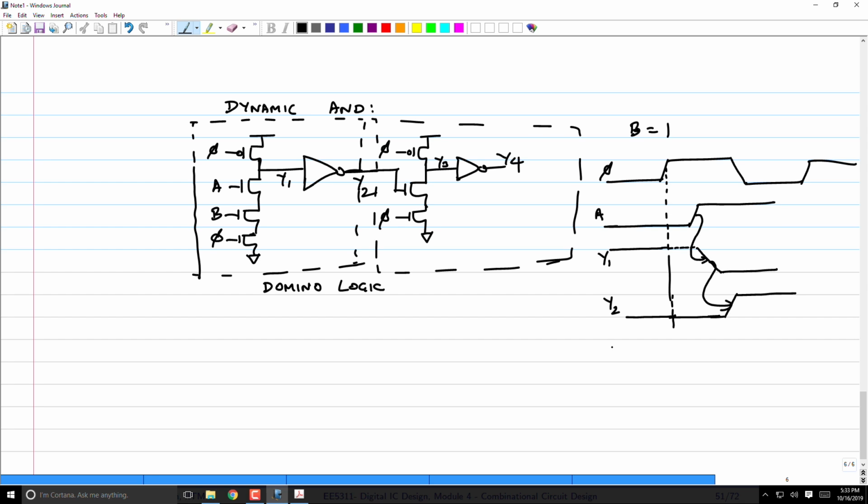Now what happens to Y3 and Y4? Let's plot these two again carefully.